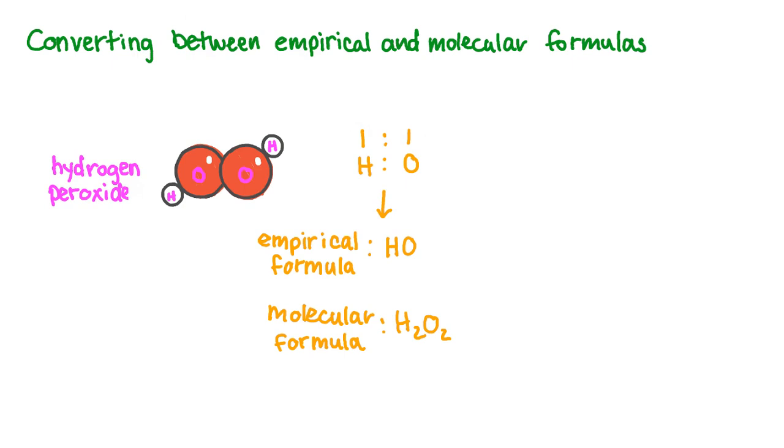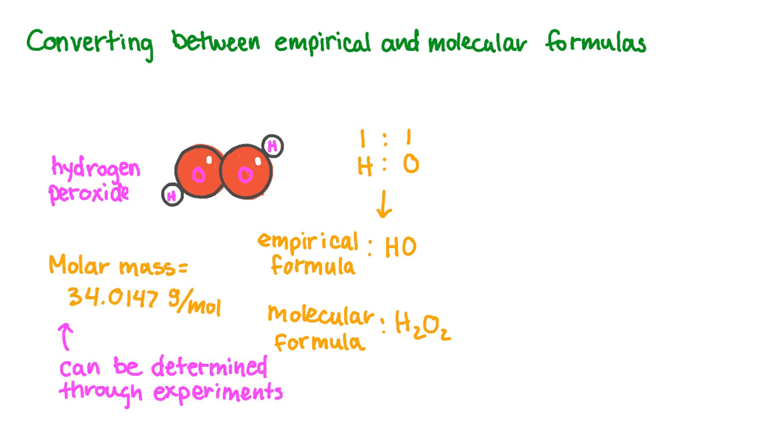But what if we didn't know what a molecule of hydrogen peroxide looked like, and we had determined the empirical formula of hydrogen peroxide from the results of elemental analysis, like we did with methane at the start of this video? Well, if we know the molar mass of the compound, which we could determine through other experimental techniques like using a mass spectrometer, we'll be able to work out the molecular formula from the empirical formula.